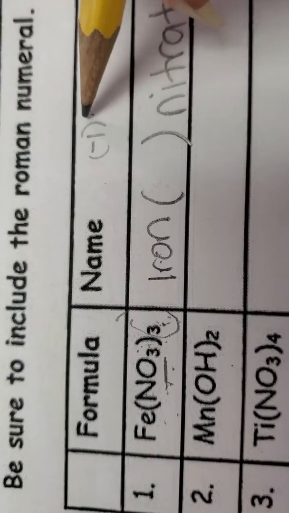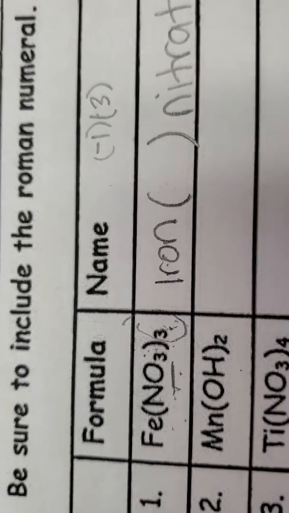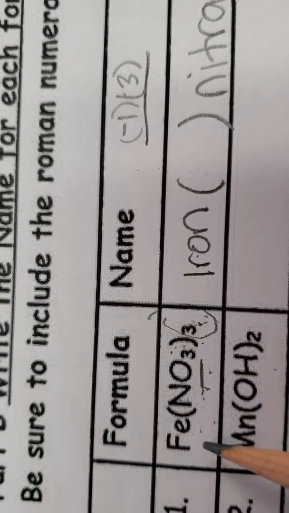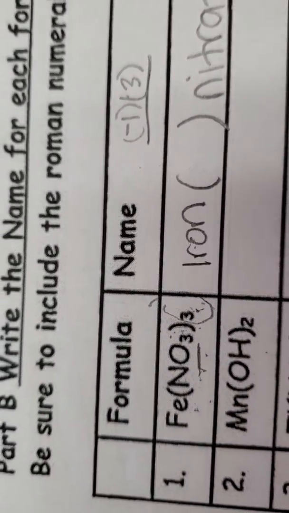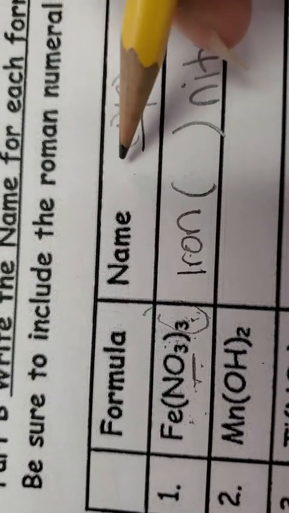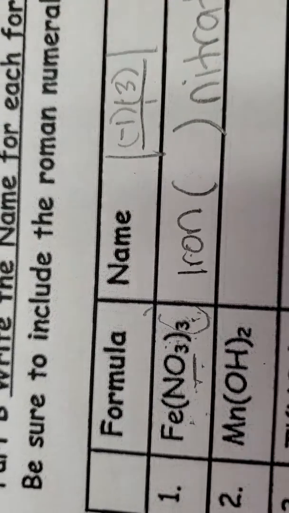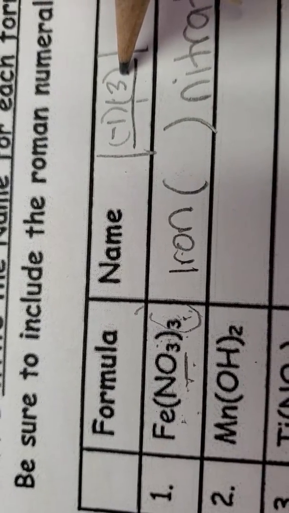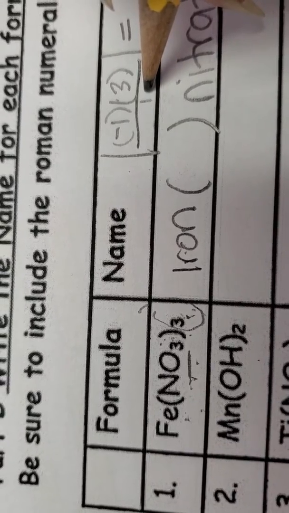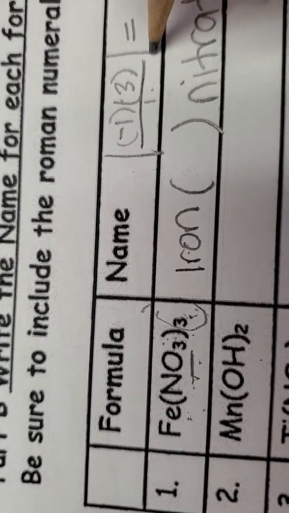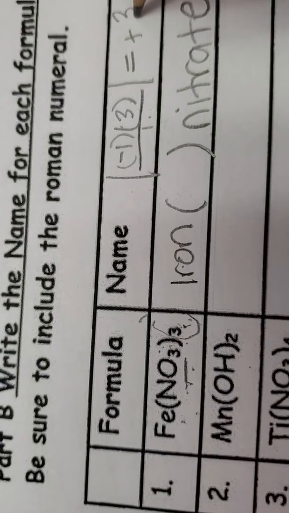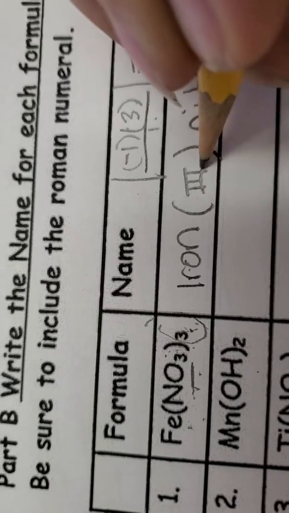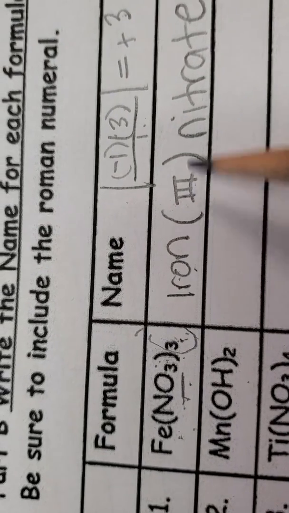So -1 times 3. And then I divide it by the number of metals. Well, my metal is iron, so I'm going to divide that by 1. And then I have to put it in absolute value because the charge of a metal must be positive. -1 times 3 is -3. Divide by 1 is -3. And the absolute value makes it positive, so it's +3. So I'm going to put this +3 as Roman numeral 3. And that is the name, iron 3 nitrate.